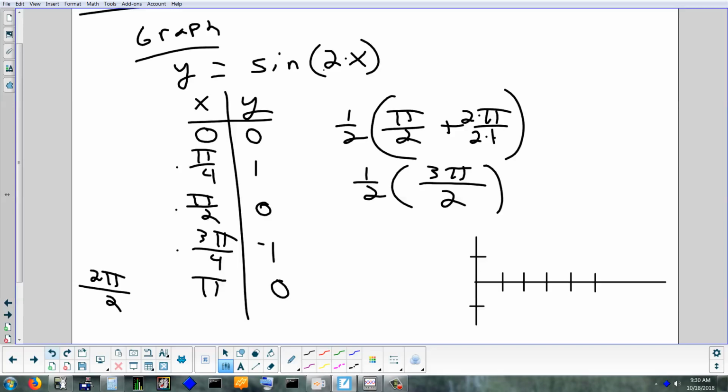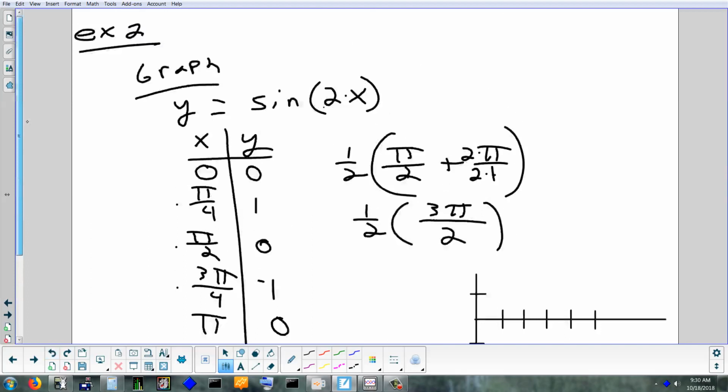Sometimes the averaging is actually going to be faster because the numbers are nicer. So I'll show you that one in a second. Okay, but any questions on this one? How do you graph it? Oh, how do you graph it? Yeah, so we still have to graph it.